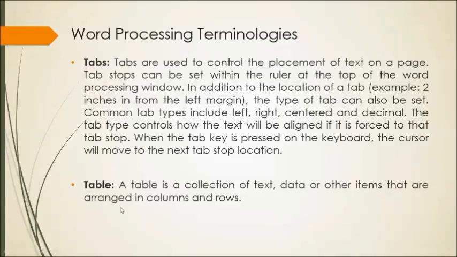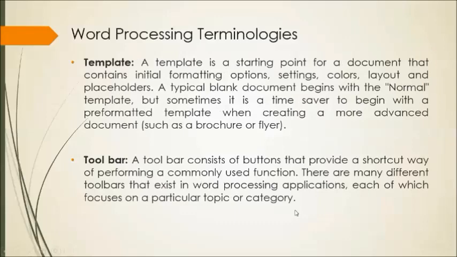Table. A table is a collection of text, data, or other items that are arranged in columns and rows. Template. A template is a starting point for a document that contains initial formatting options, settings, colors, layout, and placeholders. A typical blank document begins with the normal template, but sometimes it is a time saver to begin with a pre-formatted template when creating a more advanced document such as a brochure or flyer. Toolbar. It consists of buttons that provide a shortcut way of performing a commonly used function. There are many different toolbars that exist in word processing applications, each of which focuses on a particular topic or category.